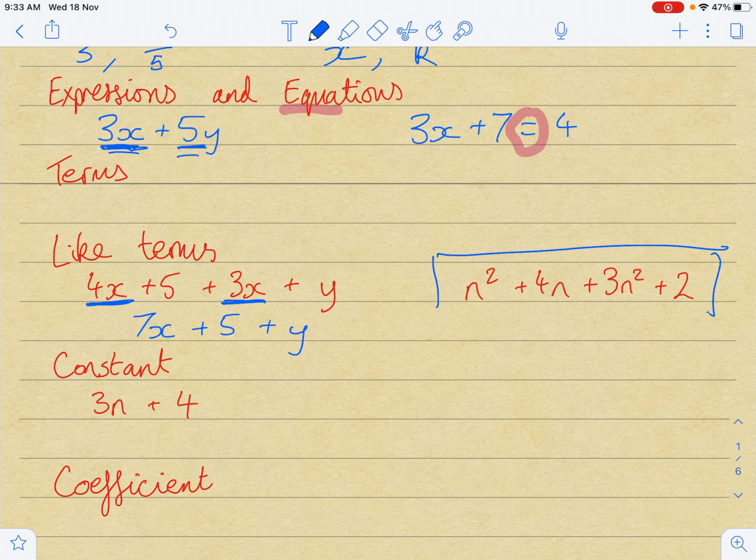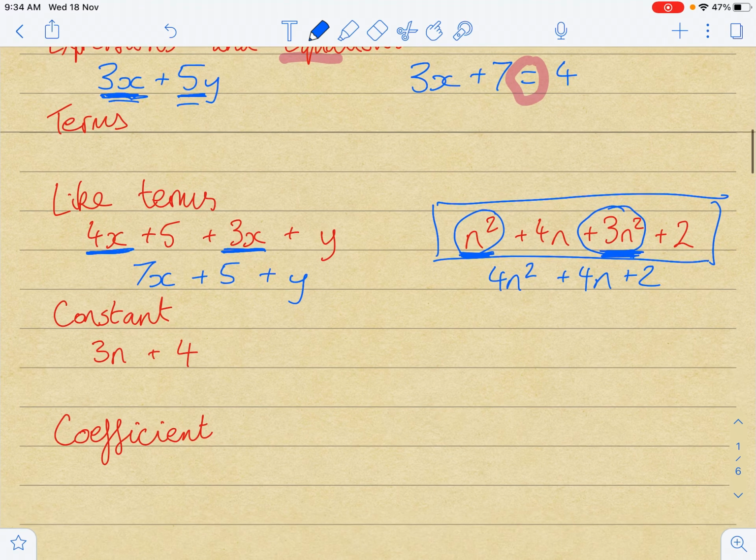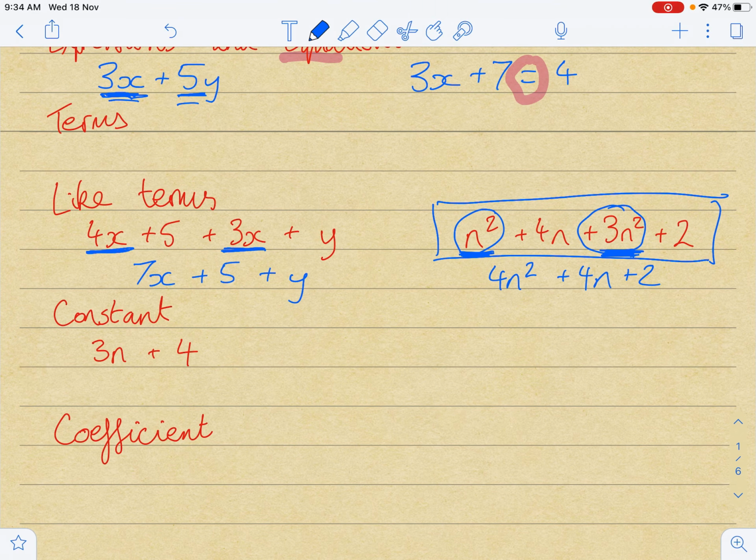In this second example over here, the like terms are the n squared and the 3n squared. Important to note that 4n is not a like term with n squared and 3n squared. So the only things here that are the same are the two n squareds. You've got to have the same variable to make it a like term. So this one could simplify to 4n squared plus 4n plus 2, because we can join this and this together. So like terms are ones that have the same variable, basically.